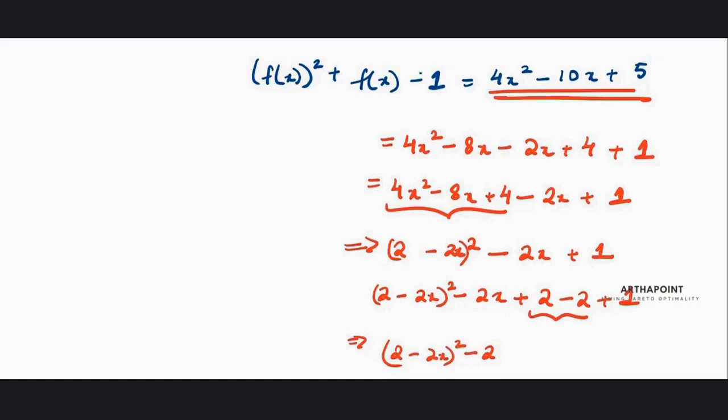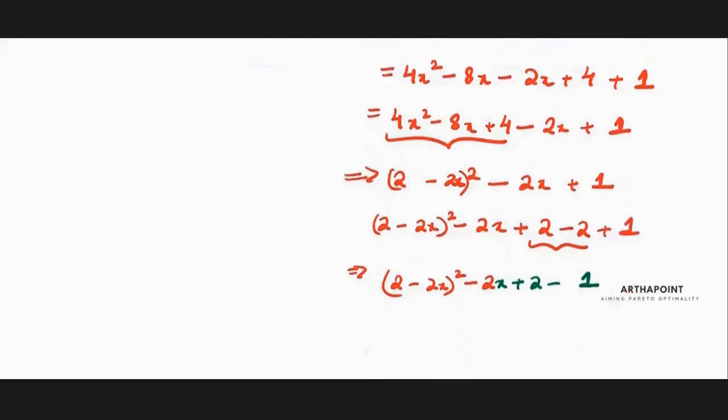Minus 2x plus 2 minus 1. So this will be 2 minus 2x whole square plus 2 minus 2x minus 1.